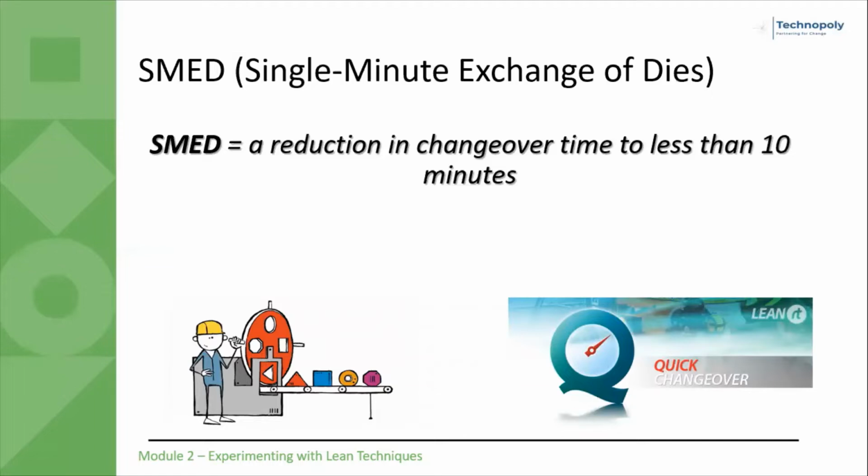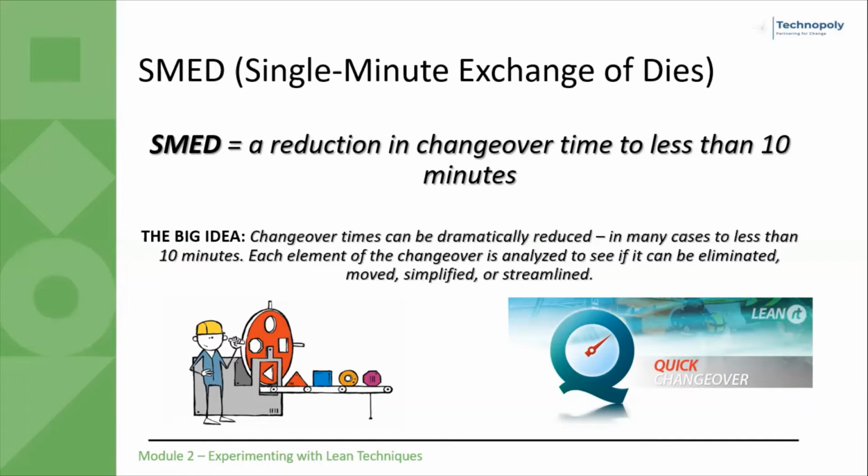In Lean, we focus on eliminating or minimizing the non-value-adding activities. SMED, or the single-minute exchange of dice, also known as quick changeover, is a technique used to reduce the changeover time. The main idea of SMED is to reduce the changeover time to less than 10 minutes, which is a single-digit count of minutes. This is done by diagnosing each element of the changeover to see if it can be eliminated, moved, simplified, or maybe streamlined.